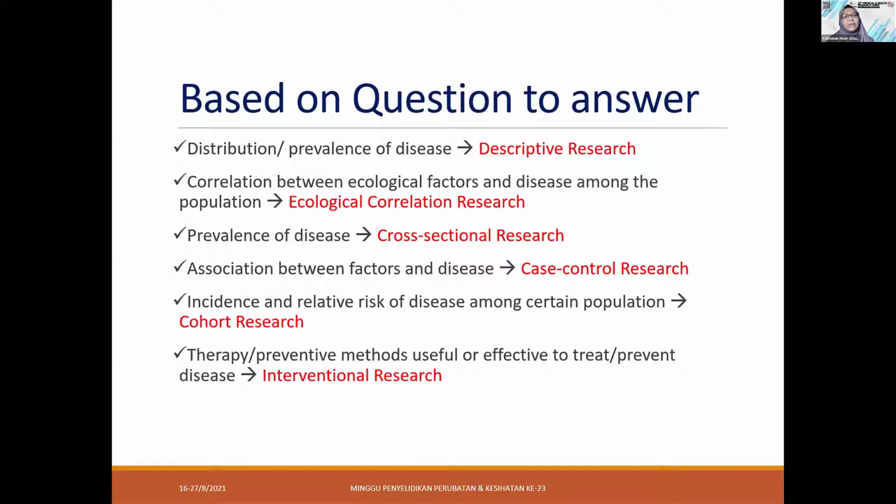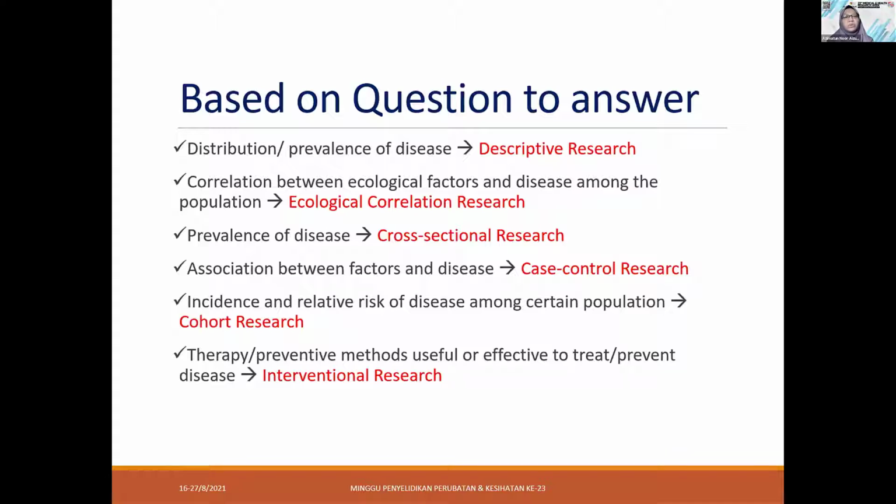Then how about the research questions? How about based on the questions to ask? So when we would like to look at the distribution or prevalence of this disease or problems, then we call it descriptive research. We just want to know descriptively what is the distribution. Then if you want to look at the correlation between ecological factors and disease among the population, then we call it ecological correlations research.